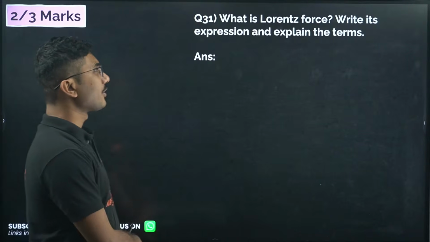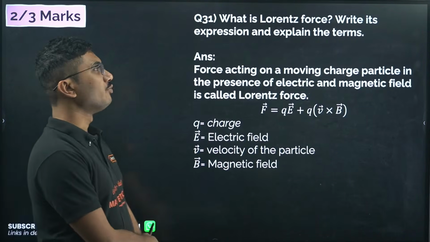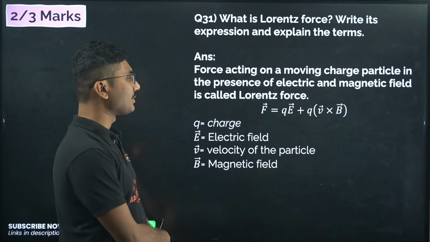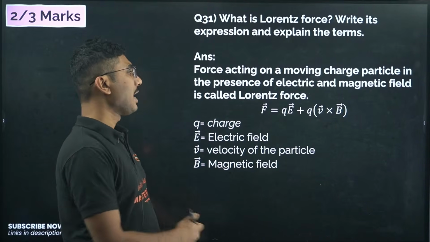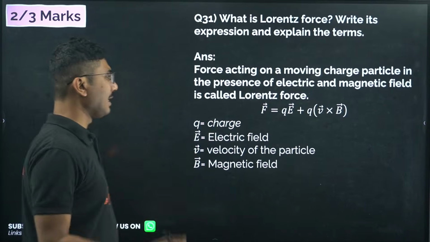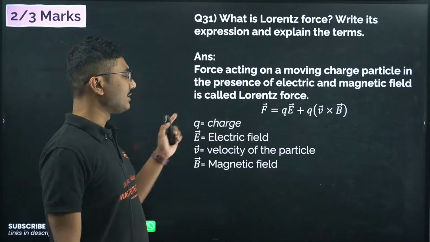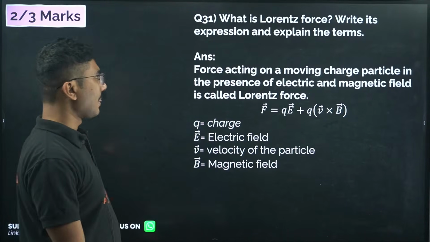Next, what is Lorentz force? Write the expression and explain the terms. Force acting on a moving charged particle in the presence of electric and magnetic fields is called Lorentz force. F equals Q into E plus Q into V cross B. Okay, Q is called charge, E is electric field, V is velocity of the particle, B is magnetic field.